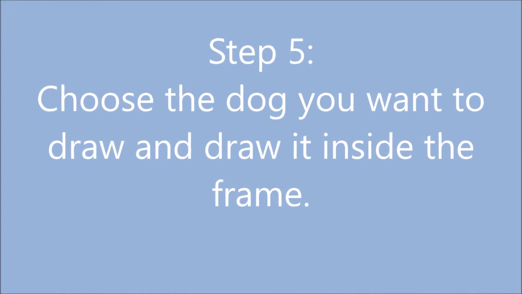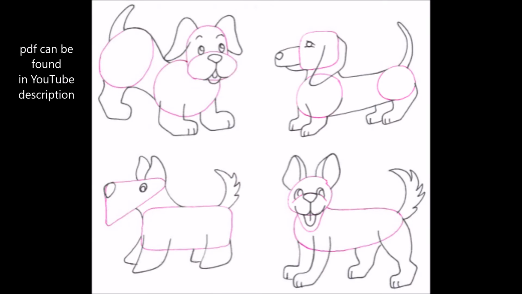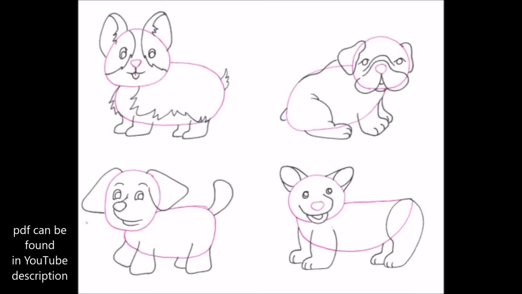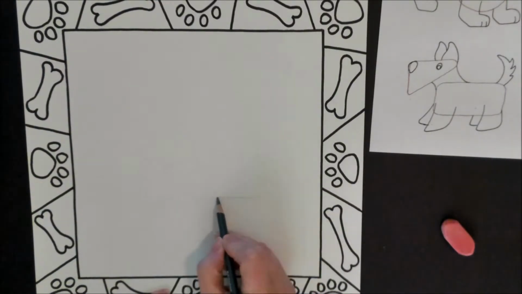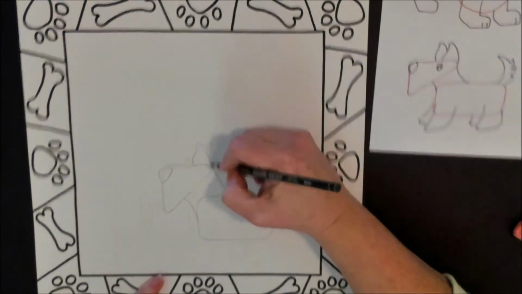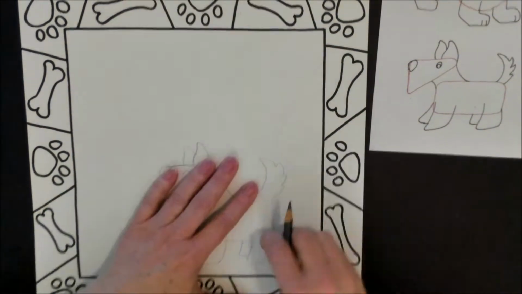Step 5 is to choose the dog you want to draw and draw it inside the frame. Here are some of the images you have choices of for dogs. I do have the PDF in the YouTube description if you'd like to print them out. Now let's get started on the dog. I decided I wanted to do this little Scotty dog. So I'm carefully drawing my dog where I want to on my paper.